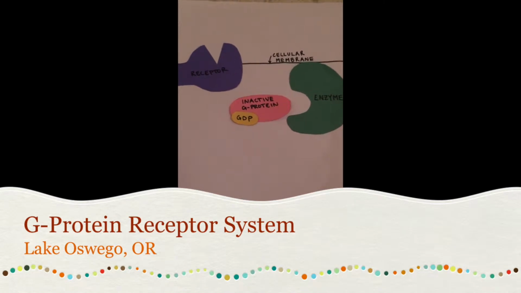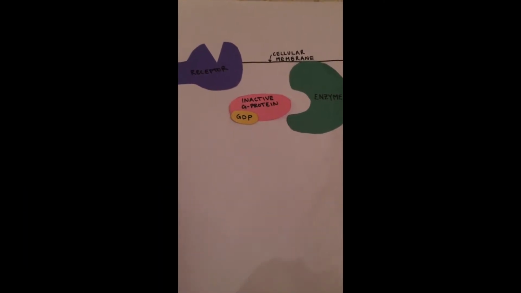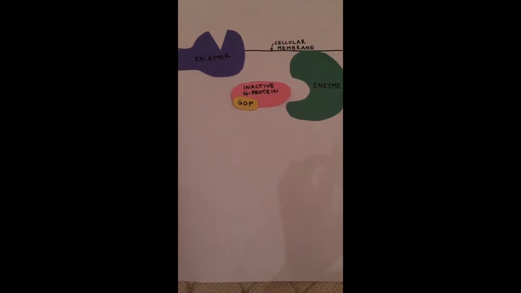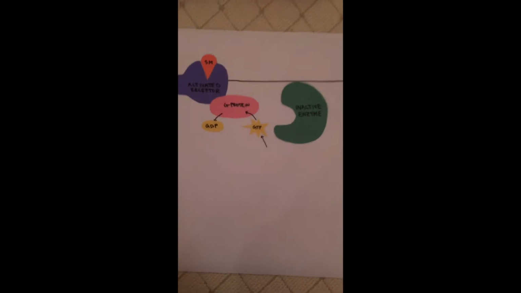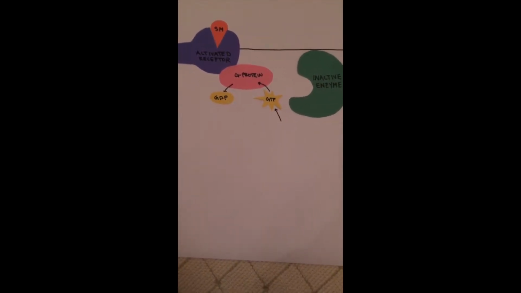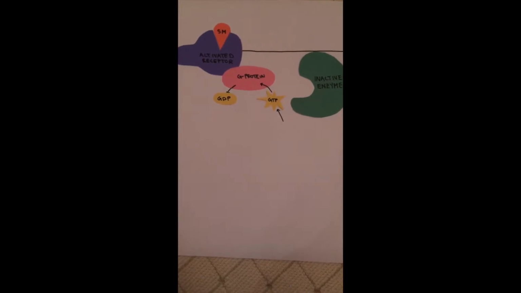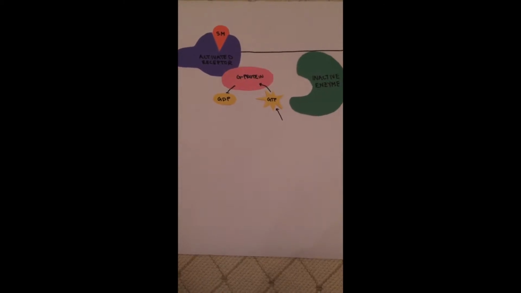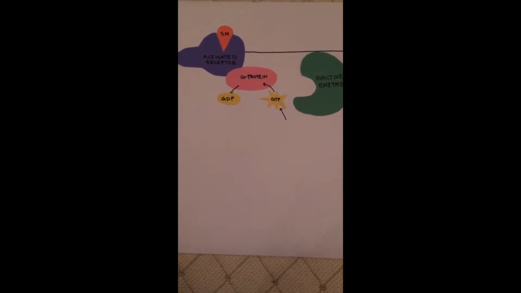When GDP is bound to the G protein, as shown above, the G protein is inactive. The receptor and G protein work together with another protein, usually an enzyme. When the appropriate signaling molecule binds to the extracellular side, the receptor is activated and changes shape. Its cytoplasmic side then binds to an inactive G protein, causing a GTP to displace the GDP. This activates the G protein.